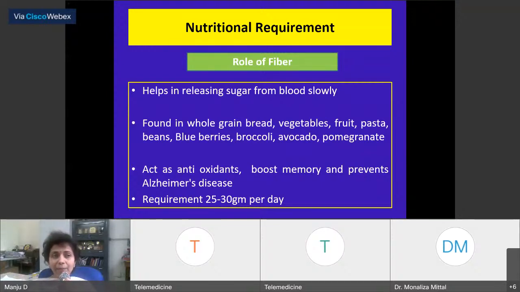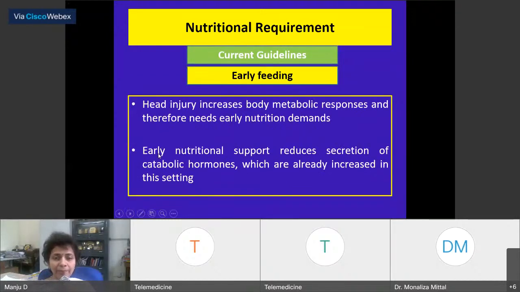The patients who had TBI are also at high risk of developing Alzheimer's. And if it is there, it happens at a little elderly age, not in youngsters. The requirement is 25 to 30 grams per day. And fiber intake is also very important in overcoming challenges such as constipation. Because of the immobility, the majority of these patients may be having constipation. So fiber intake is very, very important.